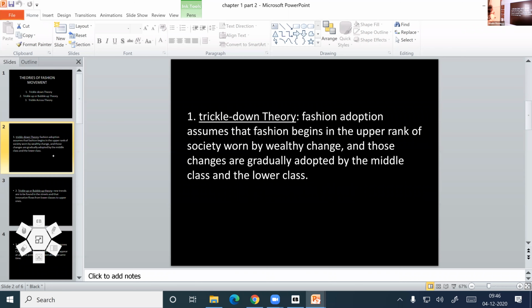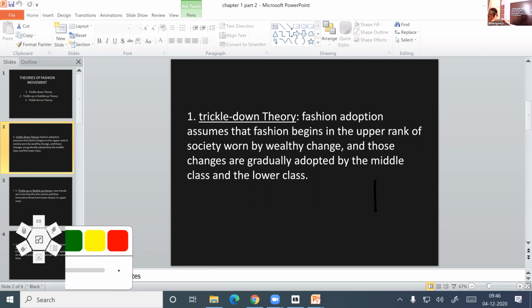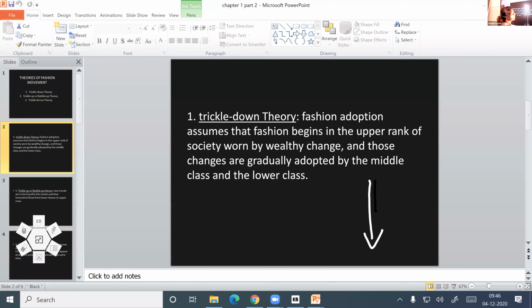Trickle down theory. Fashion adoption assumes that fashion begins in the upper rank of society, worn by the wealthy, and those changes are gradually adopted by the middle class and the lower class people. That means if you hear the theory trickle down, just remember this arrow which goes downwards. Don't write it in the answer sheets. I'm just saying to remember the theory. It is the fashion which begins in the high class and gradually goes to middle and low class people.